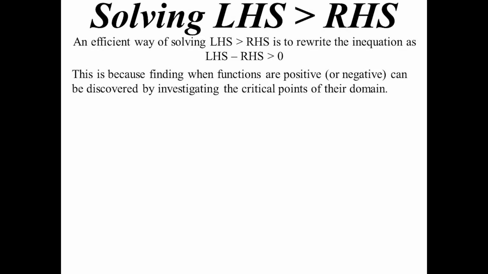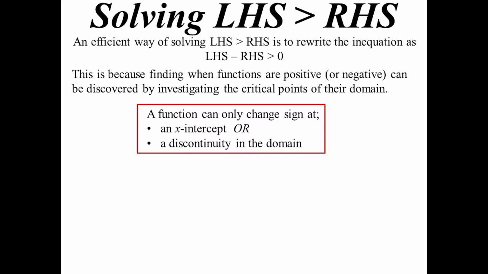Now, when we're talking about graphs, that's what I've got here, we're talking about critical points. Because when does a graph change from being negative to positive? X-intercepts, asymptotes, things like that. So remember, our function will only change from positive to negative at the x-intercept, or if there's some discontinuity in the domain, then it might jump from positive to negative.